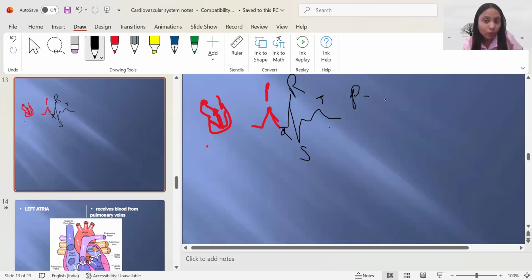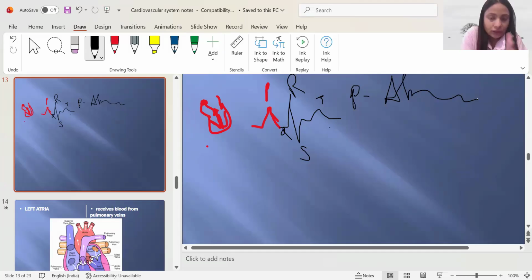So the P wave indicates atrial contraction. So any problem related to the atrium, I will be able to see on my P wave. Any distortion in the P wave will indicate that there's something wrong with my atrium. Understood? Yes or no? Yes.